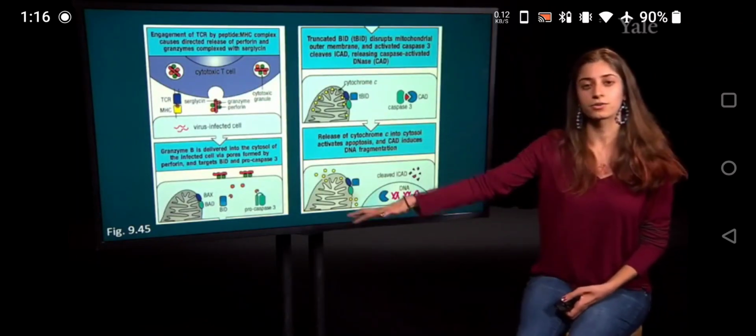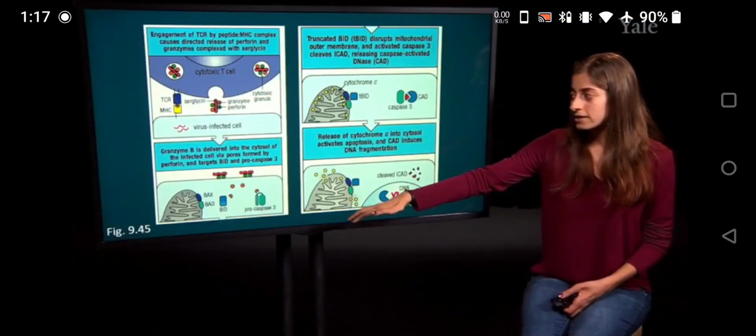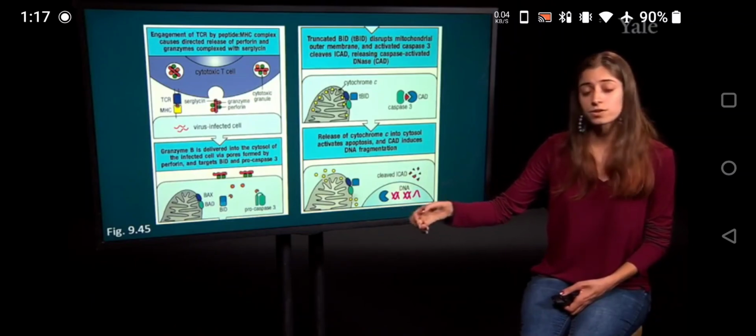So let's walk through this together. First, engagement by the TCR to the peptide MHC complex on the infected cell will cause directed release of perforin in that space created by the C-SMAC, as well as granzymes that will then go into the virus-infected cell. Granzyme B is delivered into the cytosol of the infected cell via pores formed by perforin.